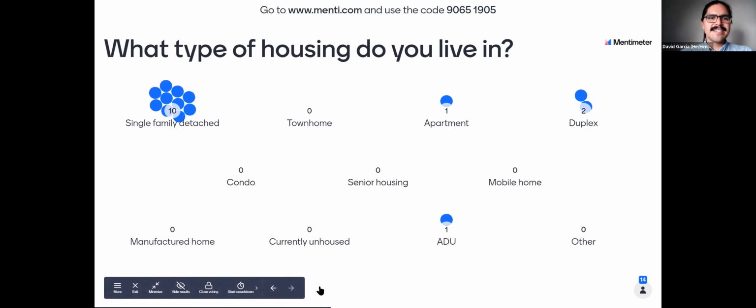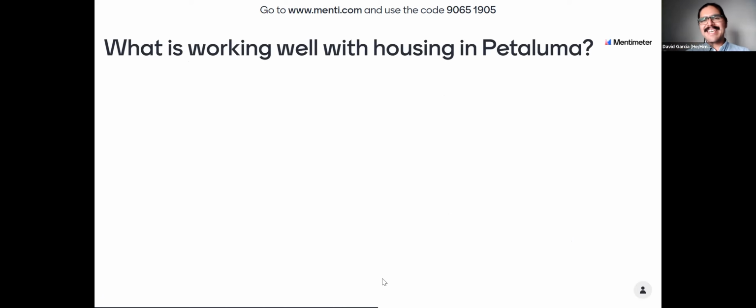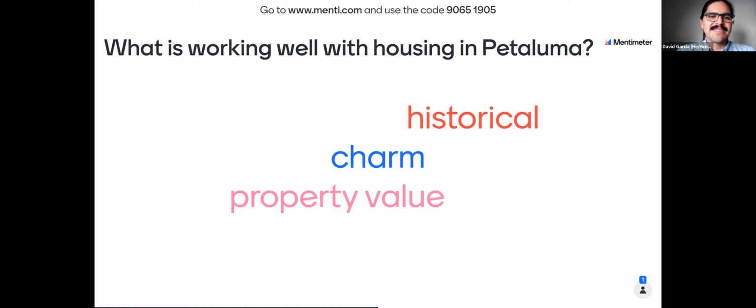And if we move on to this big question, we know this is a big, hard to answer question in any way, but we want to know from you just what jumps to the top of your mind of what is working well with housing in Petaluma. So what do you really appreciate about housing in Petaluma that you want to put out there? This is going to populate a word cloud. So we're going to get a sense of maybe some themes that are coming out from different community members.